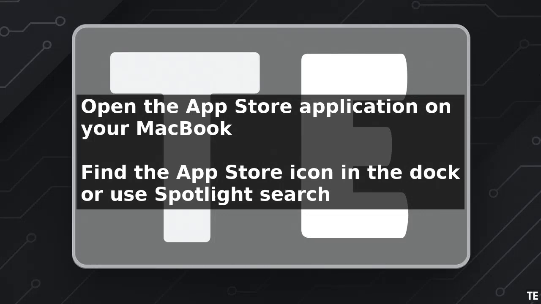To download Crypto.com on a MacBook, start by opening the App Store application. You can find the App Store icon in the dock at the bottom of your screen or by using Spotlight Search. Once the App Store is open, click on the search bar located at the top right corner of the window and type in Crypto.com.